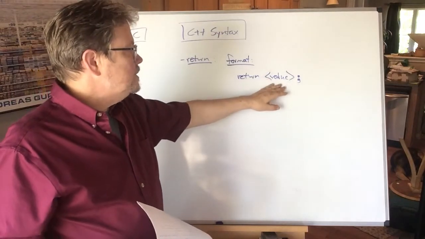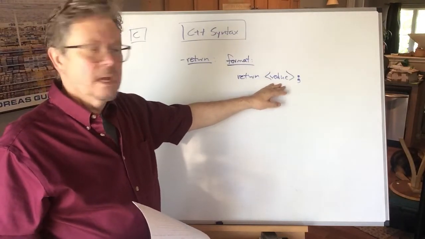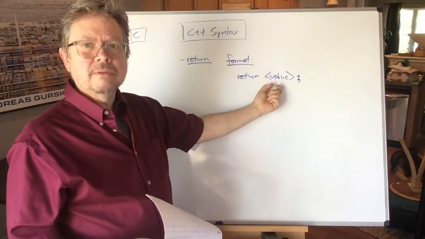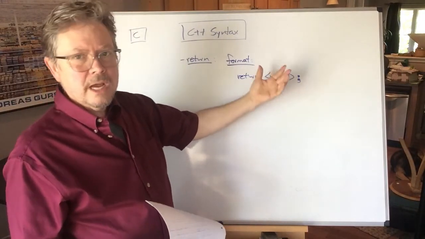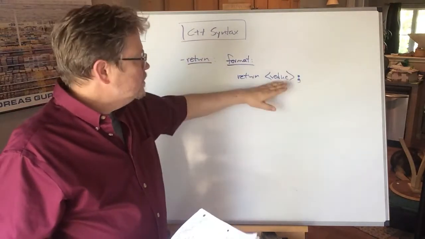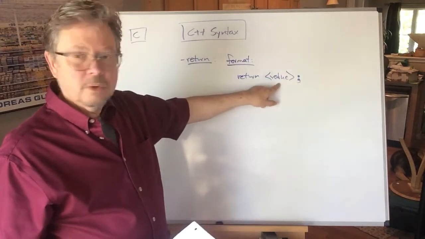What is the significance of value being inside pointy brackets? I've got to rip that out. That's a stand-in. That's a token. I've got to replace that with a 0 or a 9, or maybe I'm returning the word cat, whatever it may be. Whatever's going to be returned by the return statement would go here.